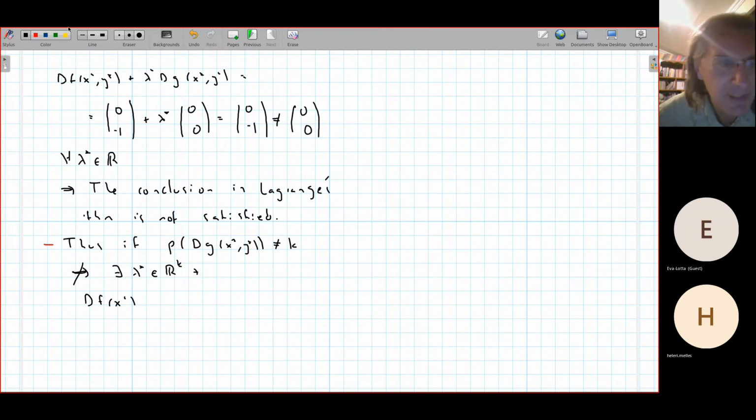plus the sum of lambda_i* times the derivative of g_i at x* is equal to 0. So it's not necessarily true that this conclusion is going to be satisfied.